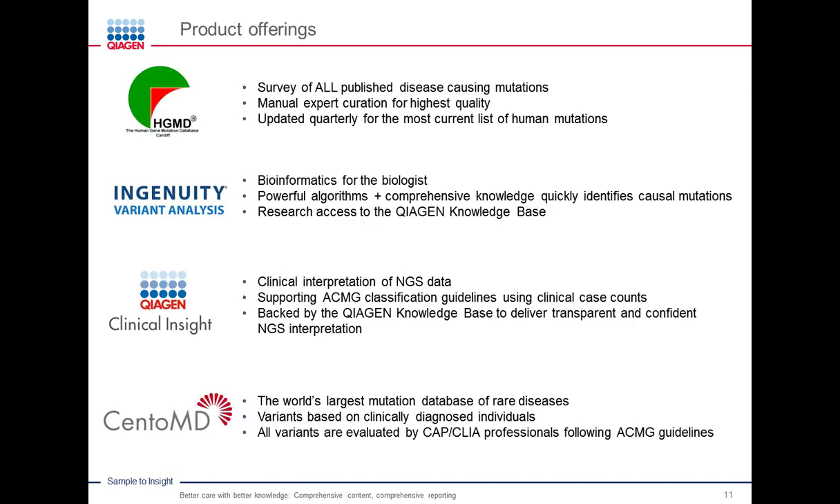So with that, I want to just highlight the product offering for the QIAGEN hereditary disease portfolio. It includes HGMD, Ingenuity Variant Analysis, QIAGEN Clinical Insights, and CentoMD. HGMD is really primarily a survey of all published literature. Ingenuity Variant Analysis is really a powerful tool to rapidly identify causal mutations. Clinical Insights is our clinical decision support tool, and CentoMD is really the world's largest database of rare disease mutations. And I'll walk through each one individually.